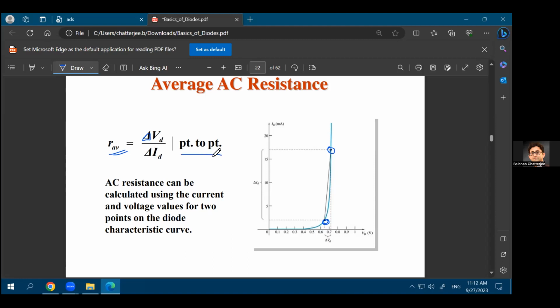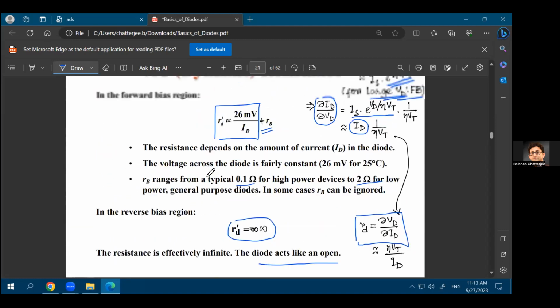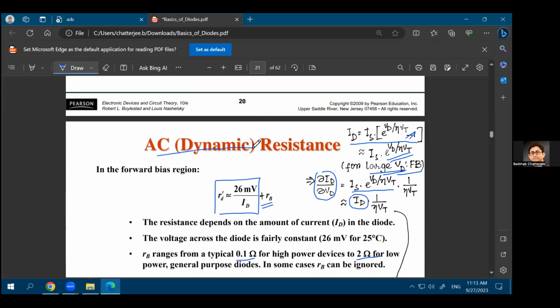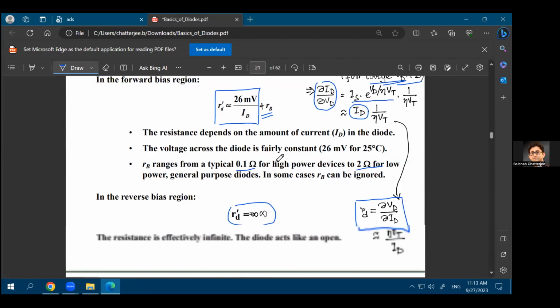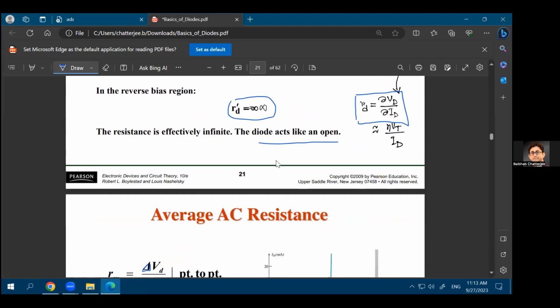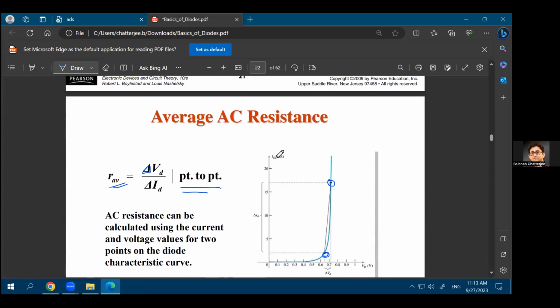So this is called a point-to-point resistance, that you define 2 points on the curve, and the difference of voltage divided by the difference of current for those 2 points, it's same as calculating the slope of a line, as you have done in high school. And that gives you the average AC resistance. But we'll mostly be considering the dynamic AC resistance for most of our discussions later in the course. And also whenever you take any future circuit design course, by resistance, most of the times they will mean the AC dynamic resistance.